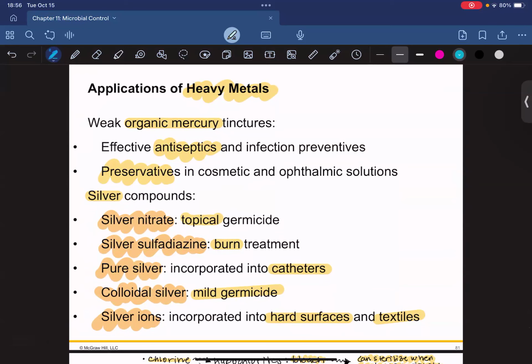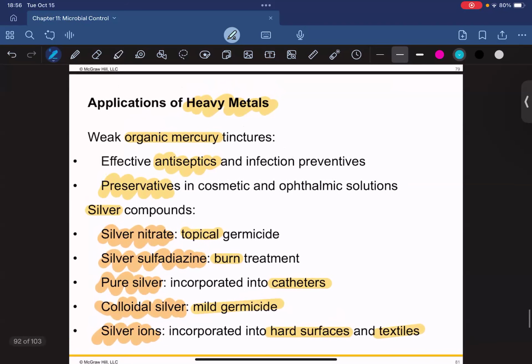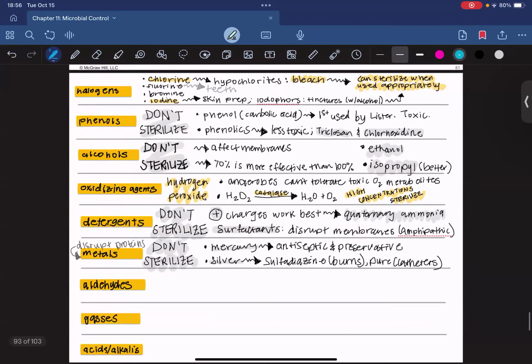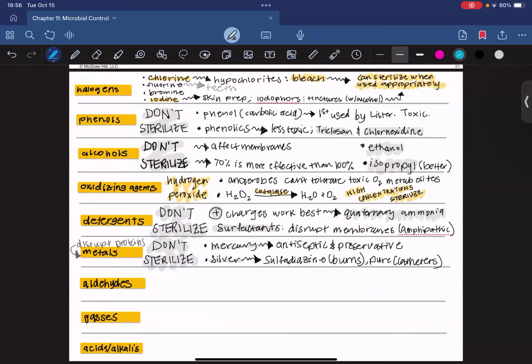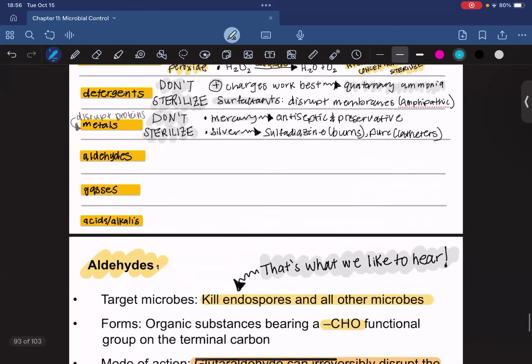Pure silver, they incorporate it into catheters. Colloidal silver, you can drink it and stuff. And people think that that's so good for them and then they turn blue because it turns you blue. Anyway, silver ions can be incorporated into hard surfaces to make them antimicrobial, or scrubs that you can buy that are antimicrobial often have silver in them. So here we are, we're caught up with our metals, and I made some comments about how they work.